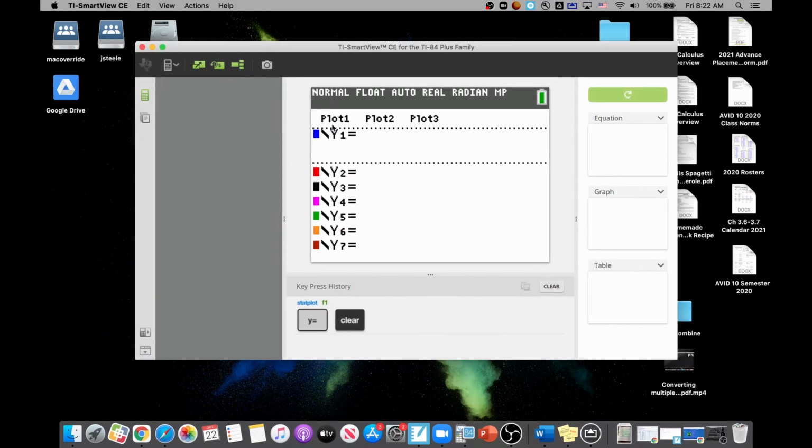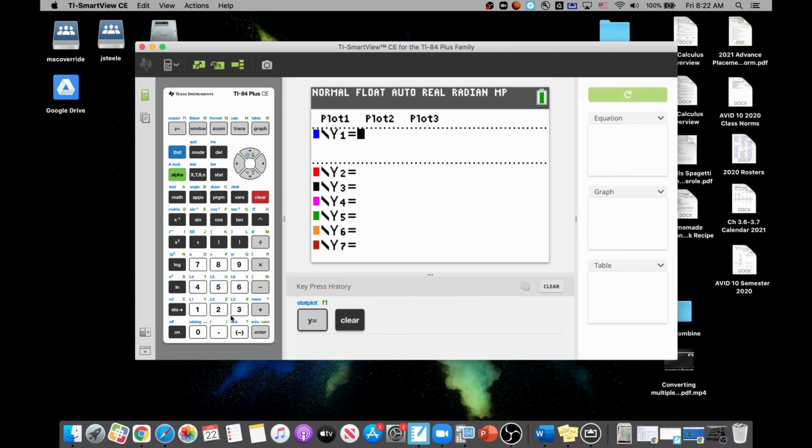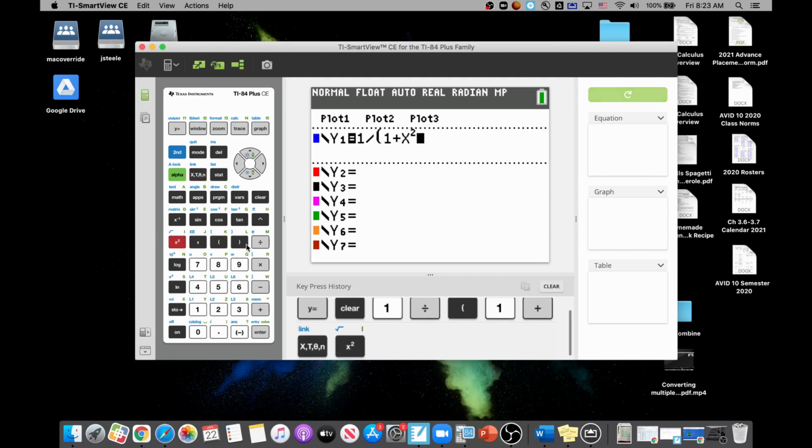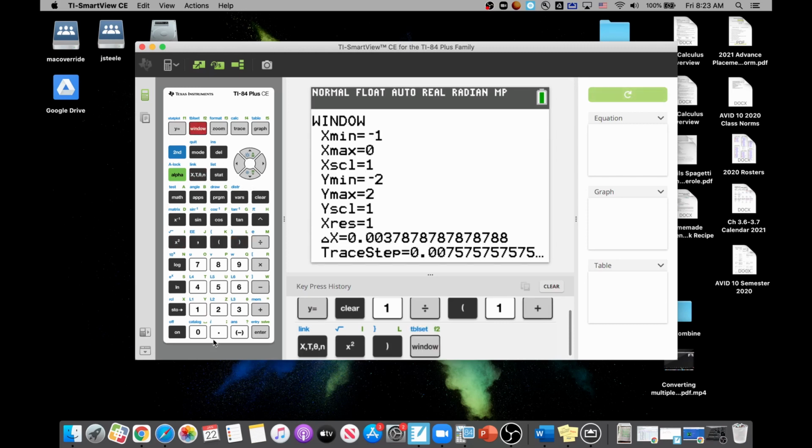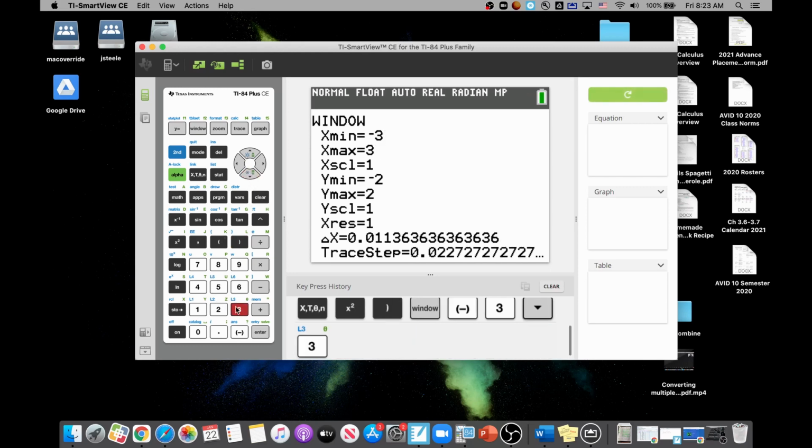So we grab our graphing calculators, and in y1 we type in our function, which is 1 divided by, and then we need a parenthesis for our denominator, which is 1 plus x squared. And again, if we look at our window, I'm going to make my window on the x-axis from negative 3 to 3. Again, my interval of integration is just 0 to 2 though. And I'll leave my x scale at 1, and then I'm going to leave my y's as they are from negative 2 to 2 on the y-axis.